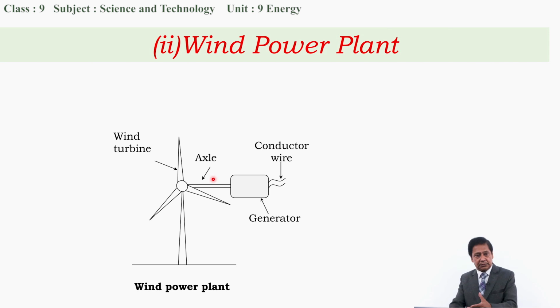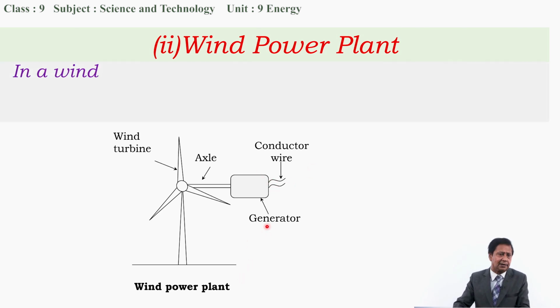When wind blows, the axle rotates with the turbine, and the rotating axle rotates the coil of the generator, and the coil is placed in the magnetic field. That's why electricity is generated in the generator, which can be supplied by conducting wires. This is how it works. We can write it like this.